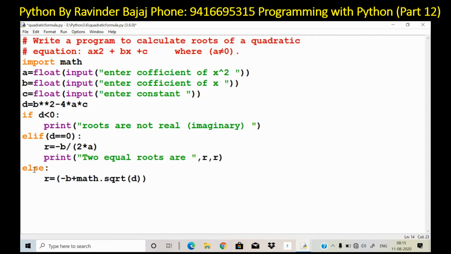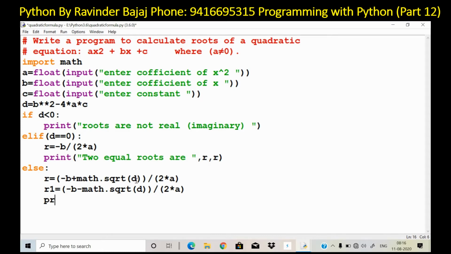Here we have to calculate the square root. So minus b plus this will calculate the square root of d. See this statement very carefully. The math library we have already included here. From this imported library, we are calculating the square root of d upon 2a, and the second root is r1 is equal to minus b minus square root of d upon 2a. In this way, two roots are calculated.